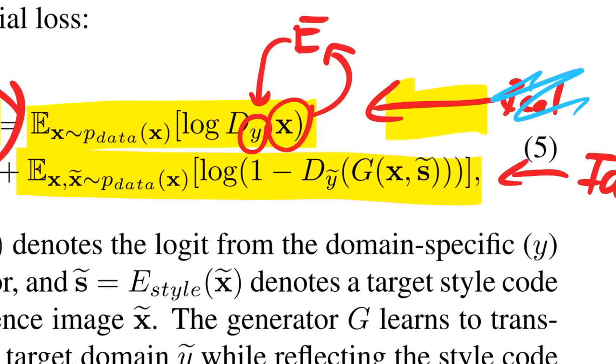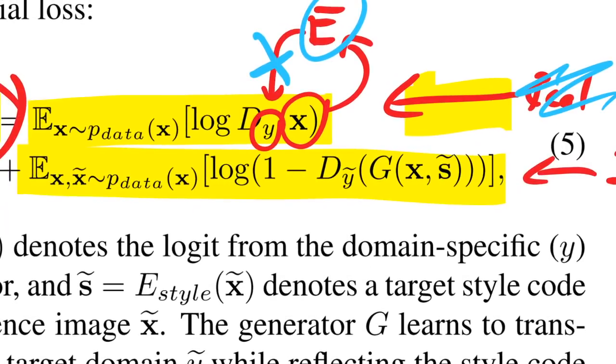And there's no backprop path here because we detach the graph right here. So there's no gradient signal going to the encoder. So this bottom line, what does it mean? The generator will take in an image and the style. Now S tilde comes from X tilde. It's X tilde going through the encoder, giving you S tilde.